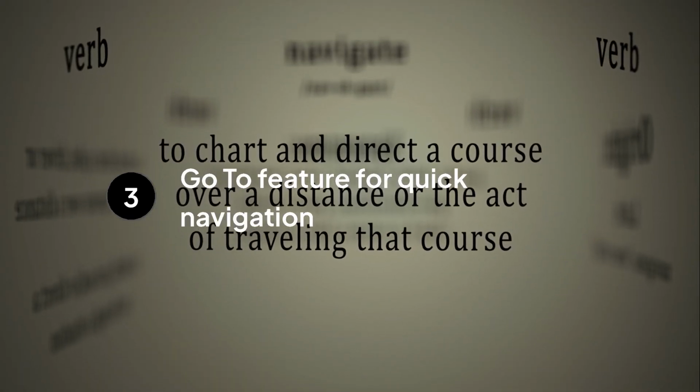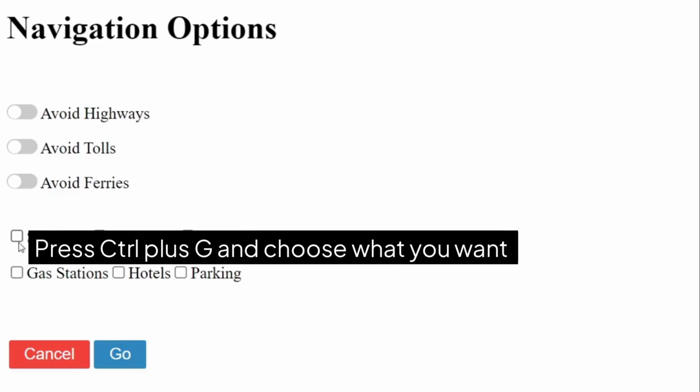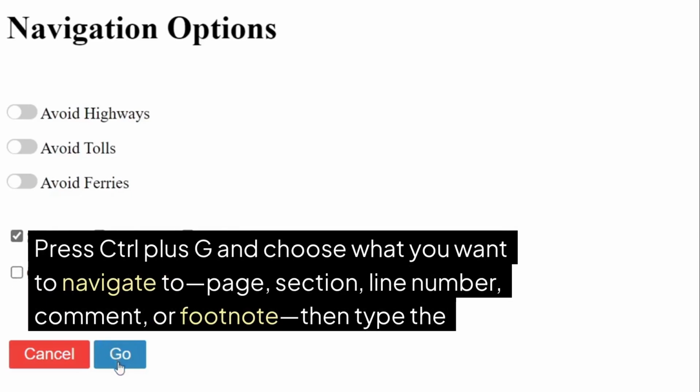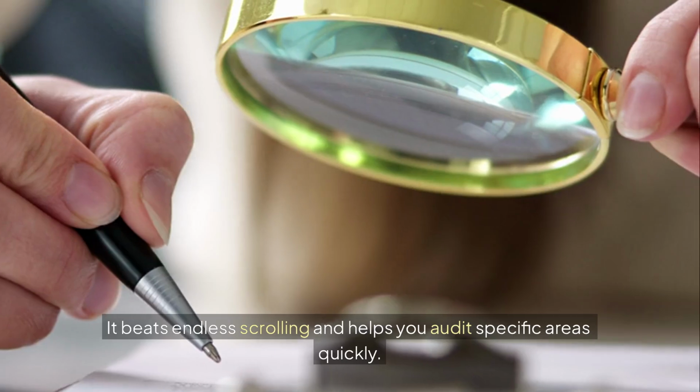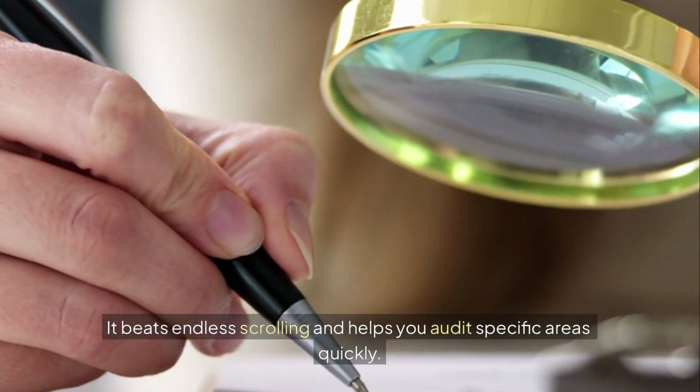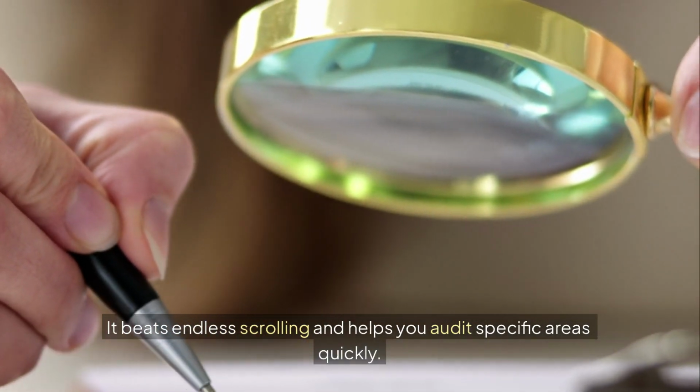To jump around a long file, try the Go To feature. Press Ctrl plus G and choose what you want to navigate to: page, section, line number, comment, or footnote. Then type the number and go. It beats endless scrolling and helps you audit specific areas quickly.